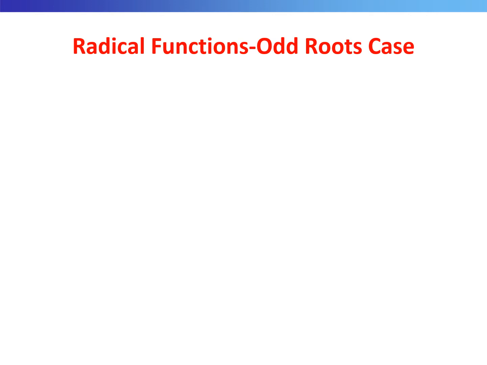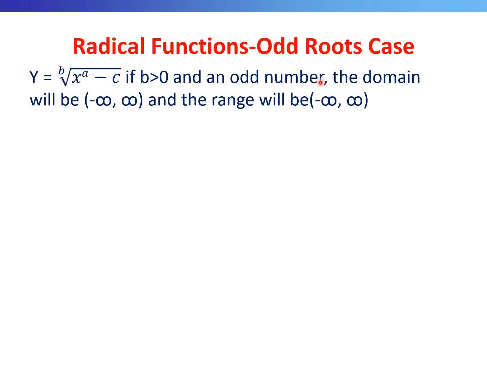Let's start with the radical functions, the odd roots case. Assume we have the function y equal to the b's root of x to the power a minus c. If b is greater than 0 and an odd number, the domain will be from negative infinity to infinity, and the range will be from negative infinity to infinity.